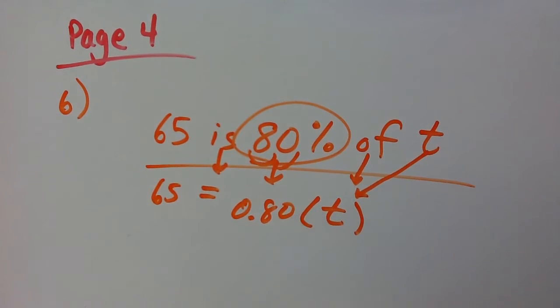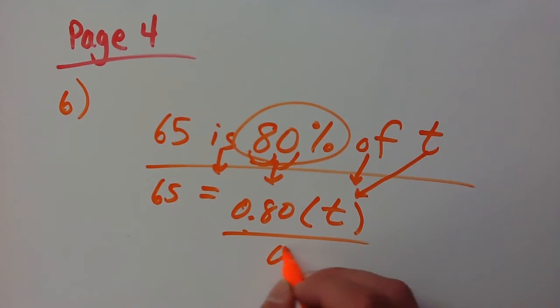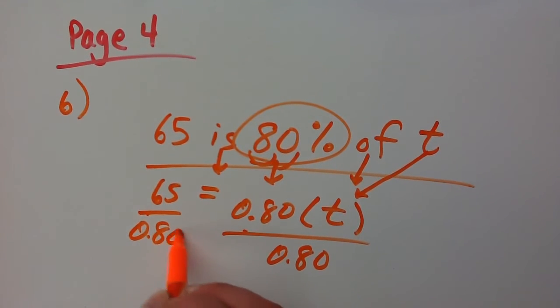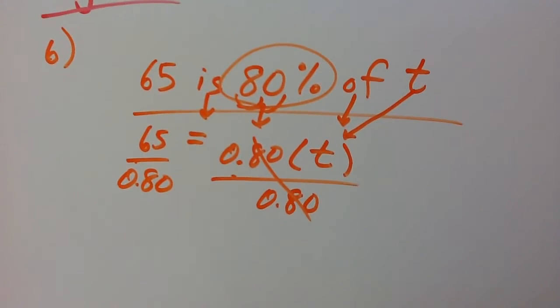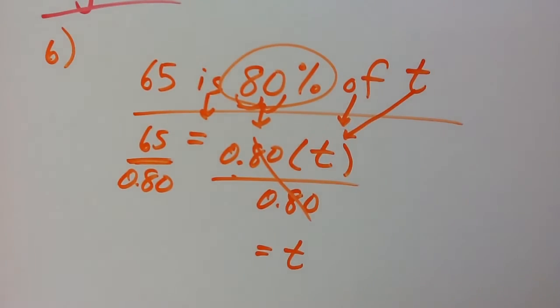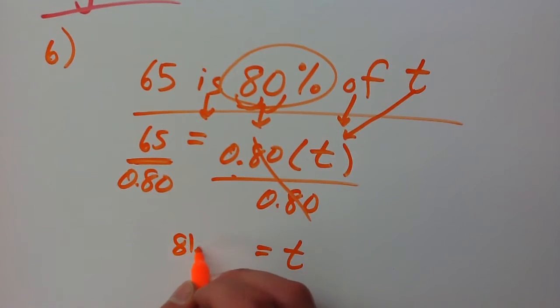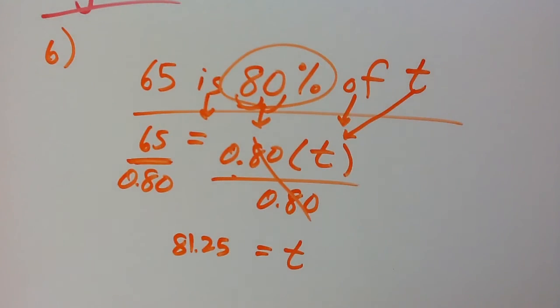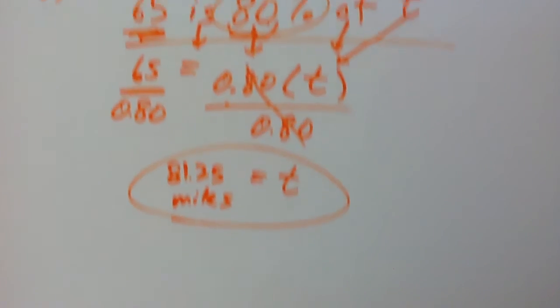How are you going to undo the multiplication? You're going to divide, right? You're going to divide this side by the coefficient, which is 0.80, and you're going to divide this side by 0.80. Those 0.80 simplify to 1 times T, which is T. And so T, the total number of miles in the trip, is equal to 65 divided by 0.80, which is 81.25. All right, so that tells you the total number of miles in the trip. So your answer should be 81.25 miles. That is the total number of miles in the trip, and 65 miles was 80% of 81.25 miles.